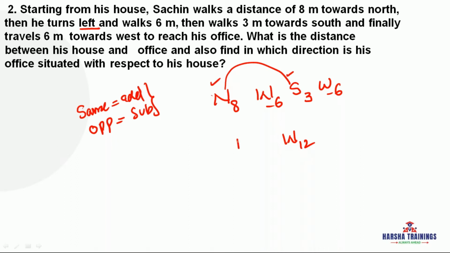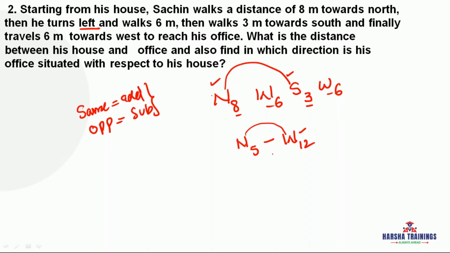North. Then take north. So opposite is given, subtract. 8 minus 3, 5. So then answer is northwest direction. If only one option has northwest, you don't need to use the Pythagoras formula.